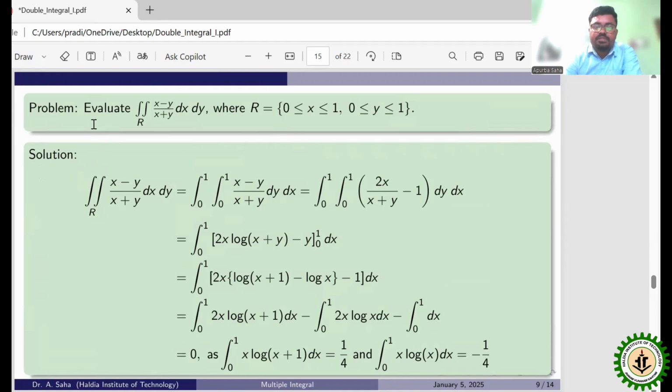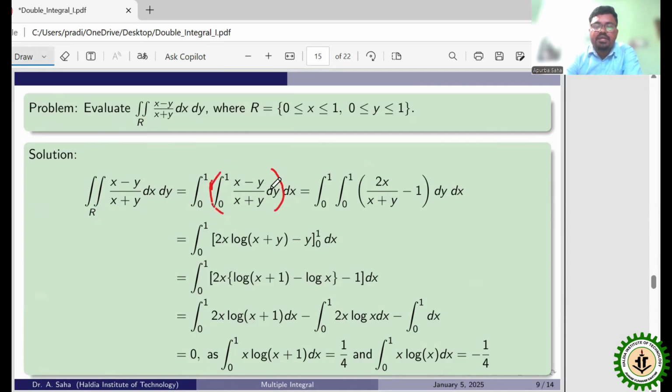The problem: evaluate the double integration over the region R of (x minus y) by (x plus y) dx dy, where the region R is given by x from 0 to 1 and y from 0 to 1. So this is the rectangular region. From Fubini's theorem, we have learned that this double integration can be written as this one: the integral from 0 to 1, this is the limit of x, and this is the limit of y, 0 to 1, of (x minus y) by (x plus y) dy dx. So first we will integrate this one.